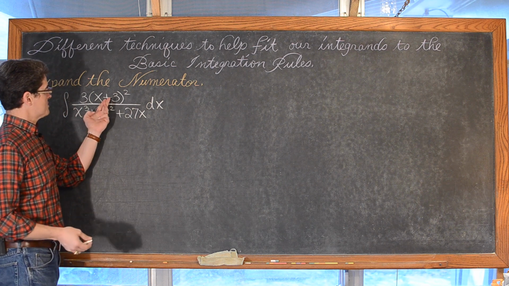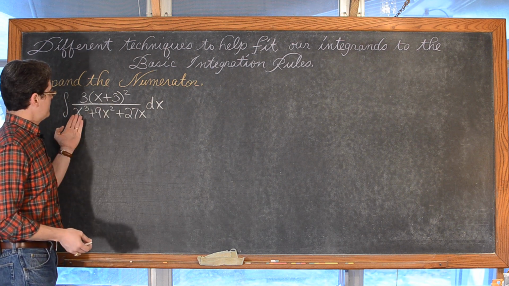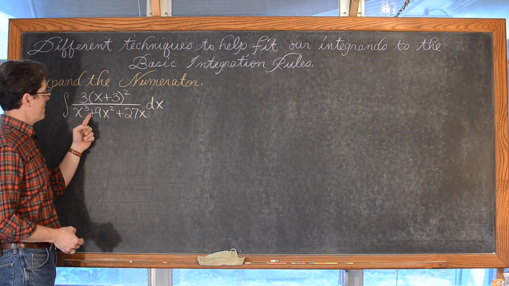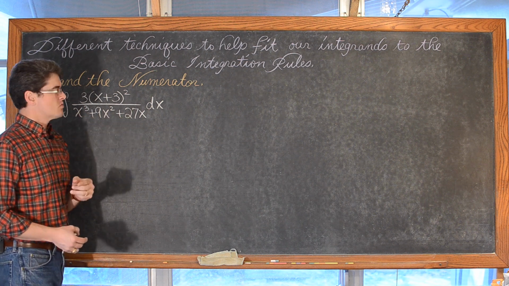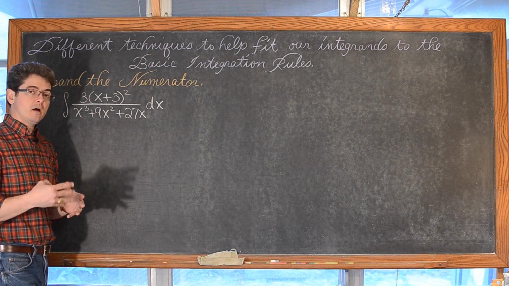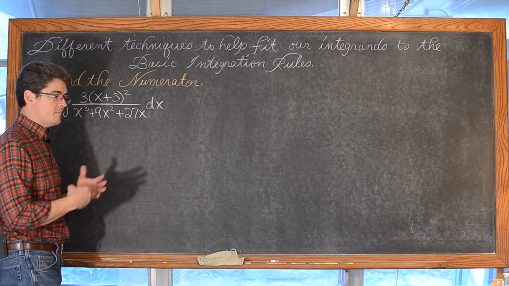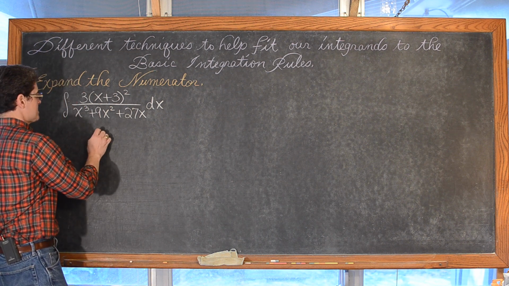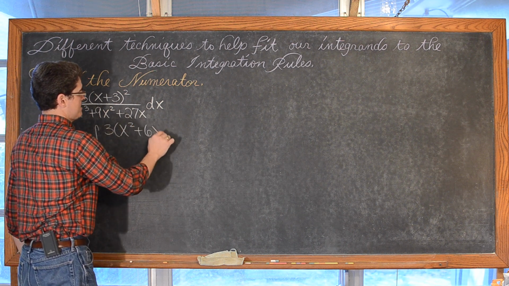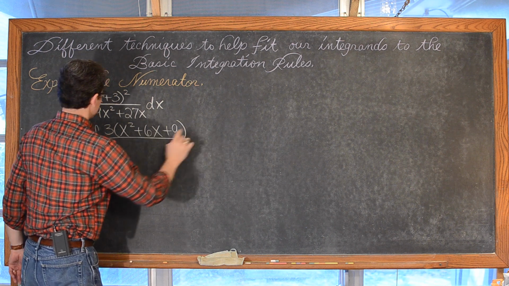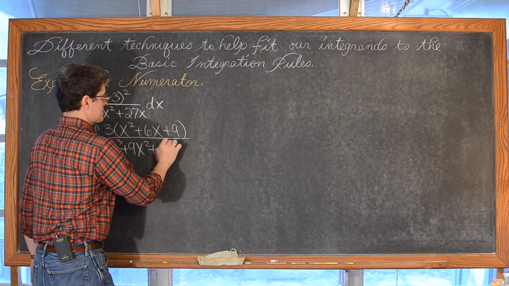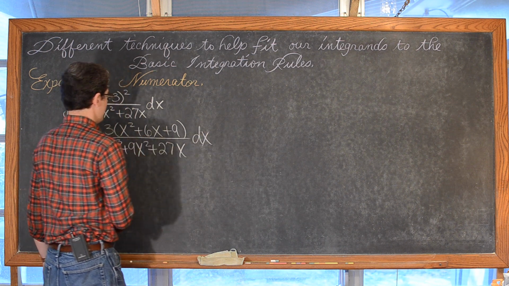Why? Because there's a binomial being squared, and if I look at this pretty basic polynomial in the denominator, the derivative of this is going to be 3x squared plus 18x plus 27. So let's see if the numerator, once expanded out, becomes the derivative of the denominator. See if we can make that happen. So this is going to be the indefinite integral of 3 times x squared plus 6x plus 9 all over x cubed plus 9x squared plus 27x dx.